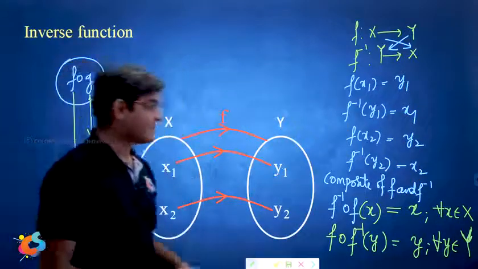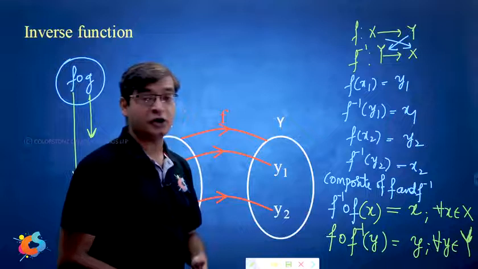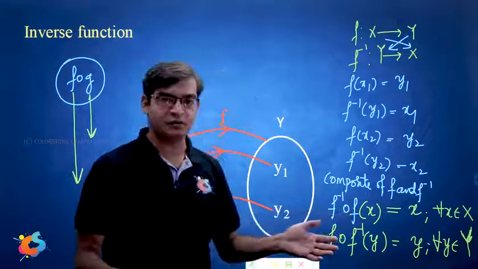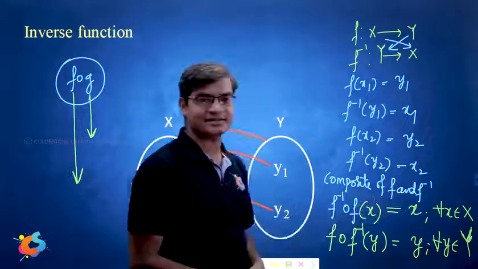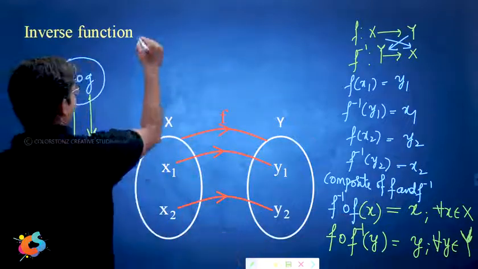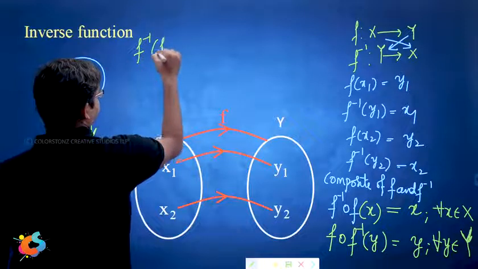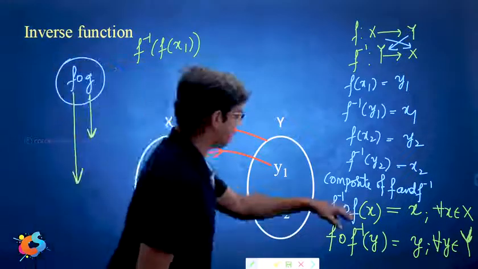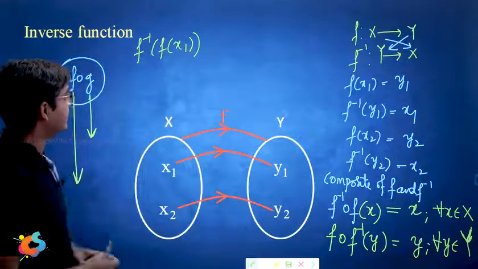Okay. Now, let us see how this is happening. I told you theoretically that whatever f is doing, f inverse is cancelling it out, right? And so therefore, we are getting x. Let us do it mathematically. f inverse of f of, let us say, x1. Because this x has to come from set x. So let me consider x1.